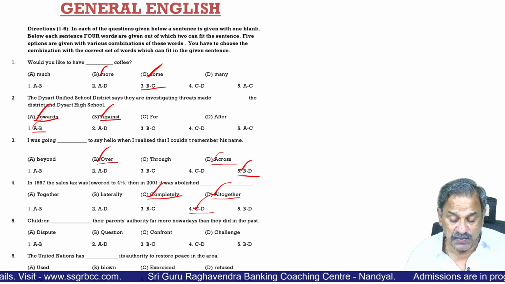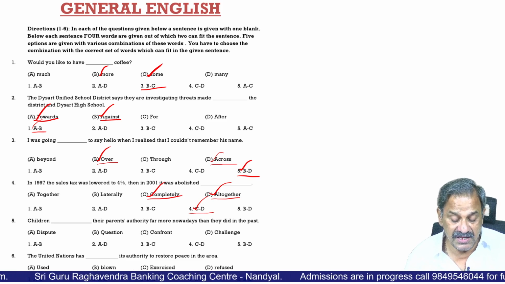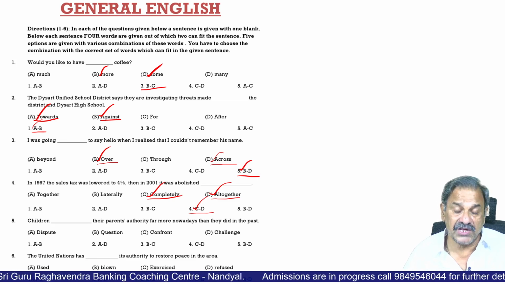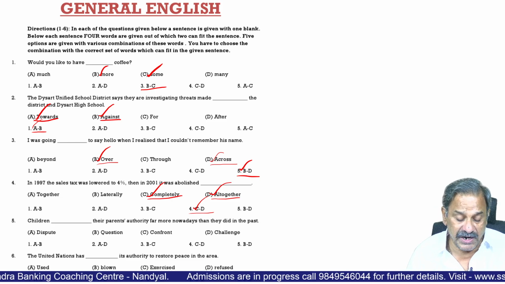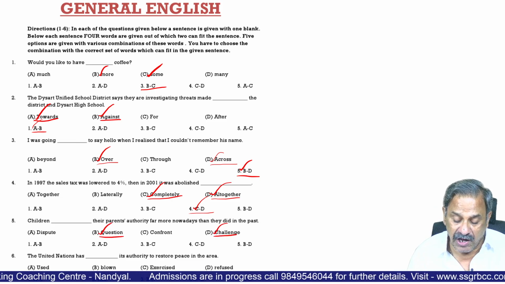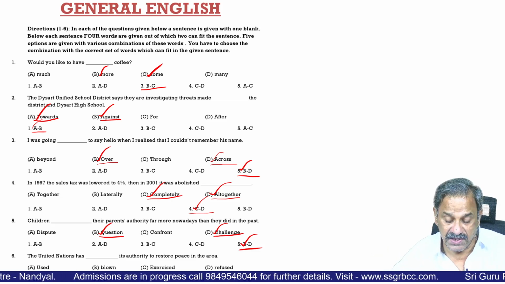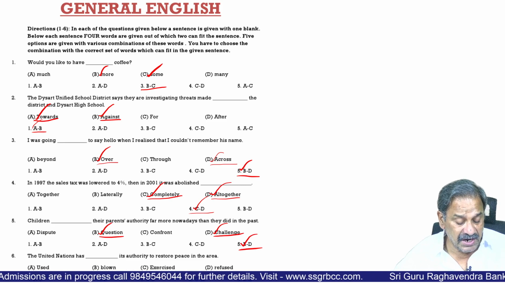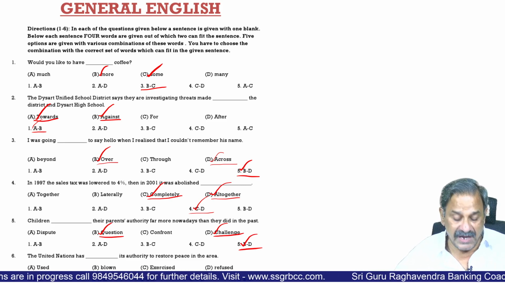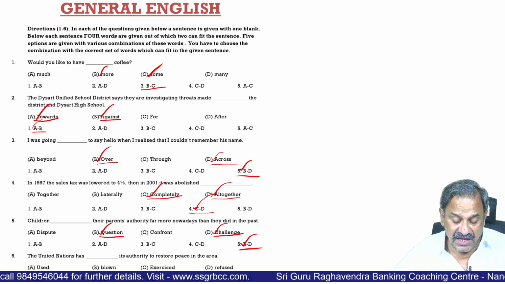Then AD, dispute. Children dispute, no. Children question, so AD, BD, yes. Children confront, no. Confront is a word followed by the preposition with. So we won't use confront. So automatically question and challenge. So option is BD. Choice 5 is correct. Then sixth one, the United Nations has dash its authority to restore peace in the area.